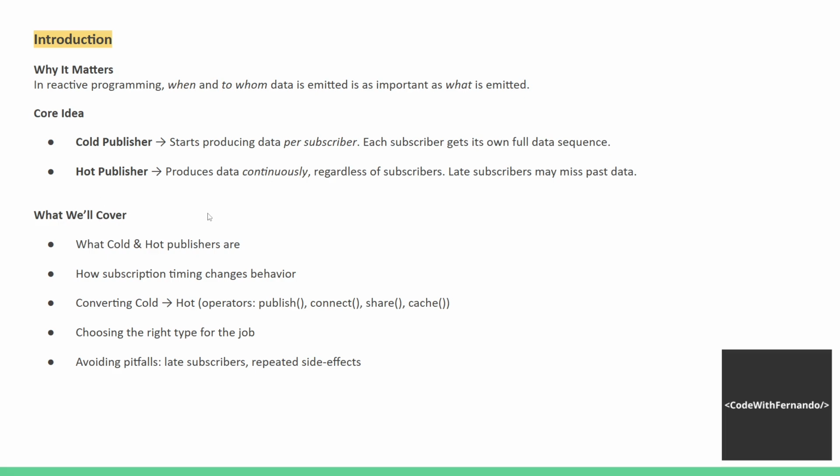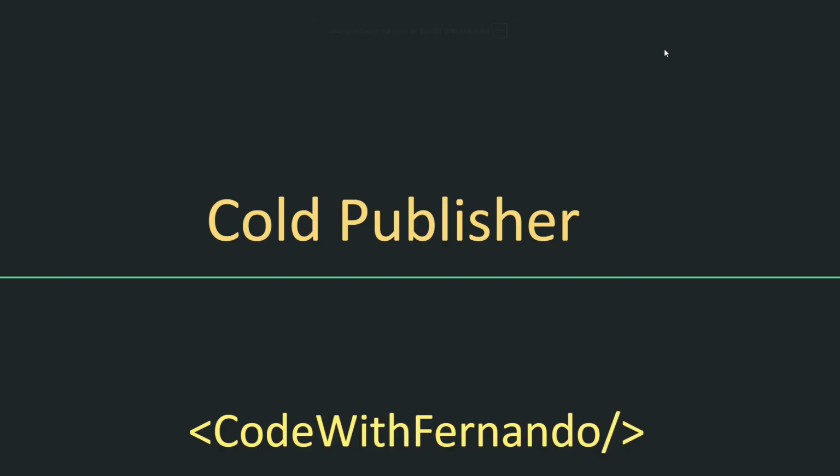What are we going to cover in here? What cold and hot publishers are, how subscription timing changes behavior, converting cold to hot using operators such as publish, connect, share, and cache. Also, choosing the right type for the job. Also, avoiding pitfalls, late subscribers, repeated side effects. Let's continue with cold publisher.